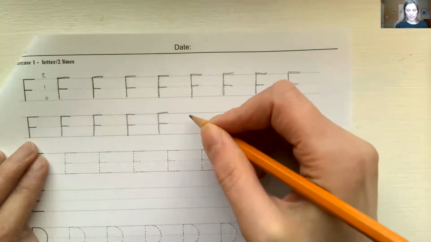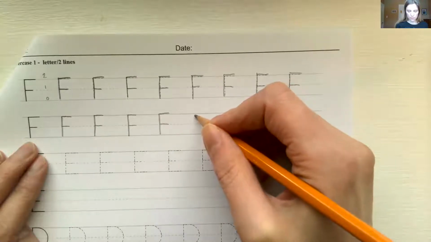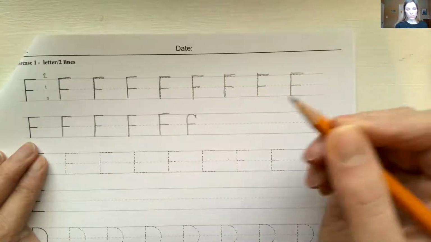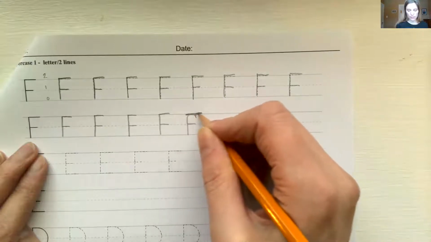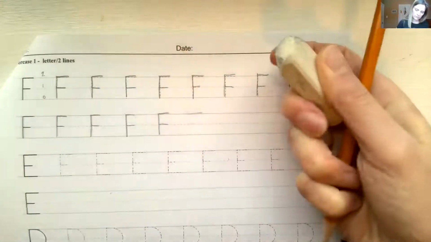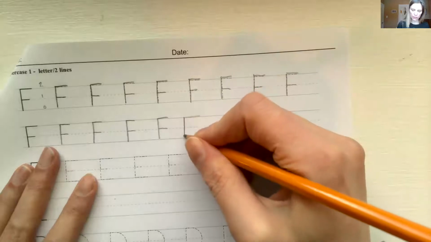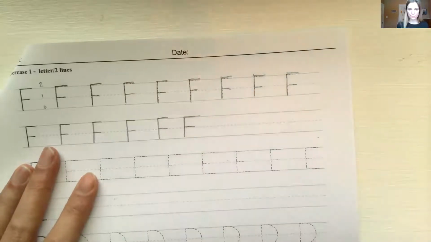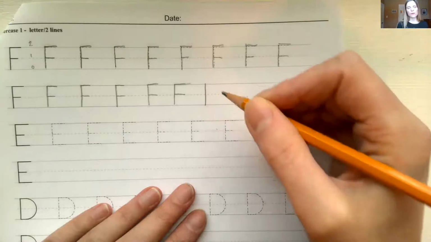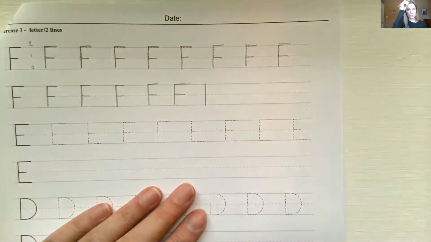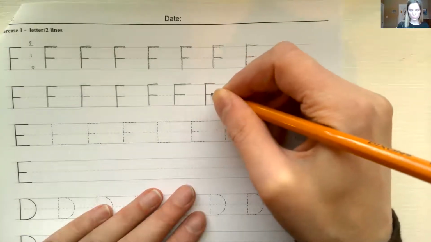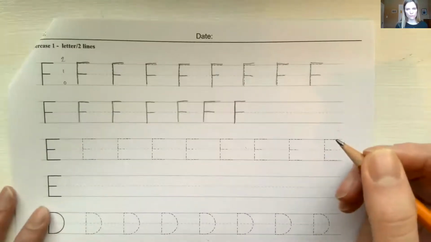Now let's talk about mistakes. Some students go like this, but this is not good because we need this to go like that. One, two, three. Some students go like this, down and up. But in English, we always go from top down. One, two, three. The letter F.